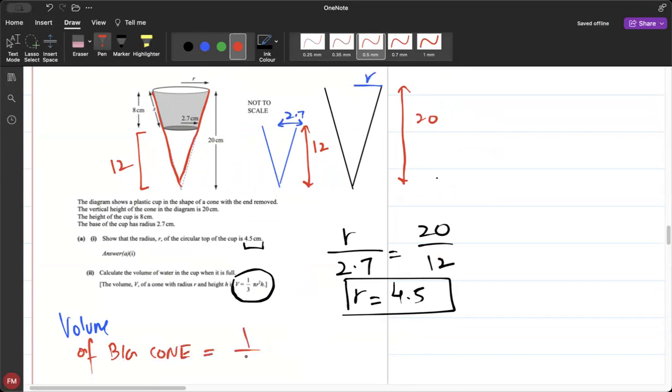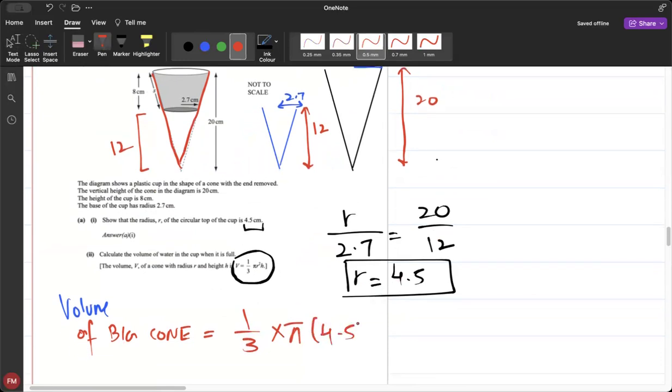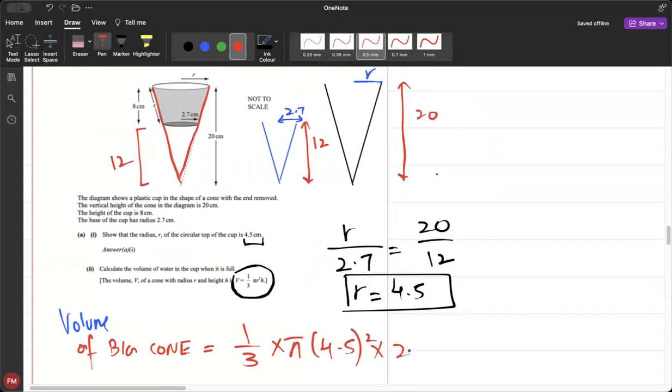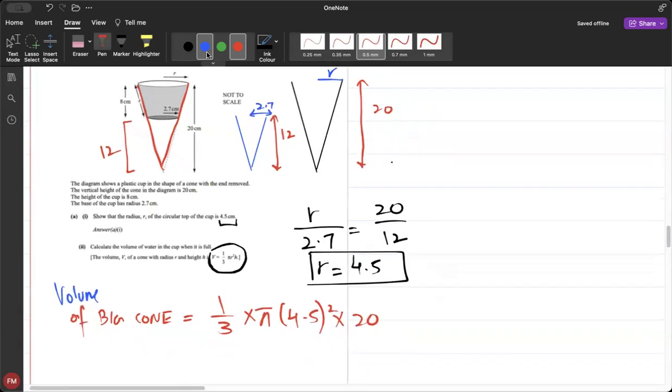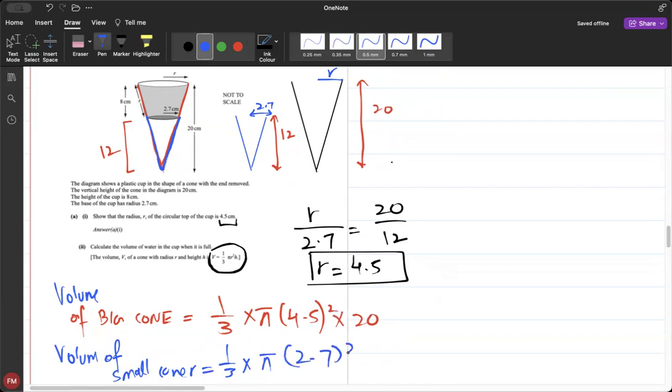The formula is again given, 1 over 3 times pi r squared. What's r in this case? We just figured it out as 4.5 squared times height, which is 20. That's for the bigger cone. Now the smaller cone is this one. The smaller cone has a radius of 2.7 and a height of 12. So I can say volume of small cone is going to be 1 over 3 pi, formula is given, I'm just cheating, 2.7 squared times 12.